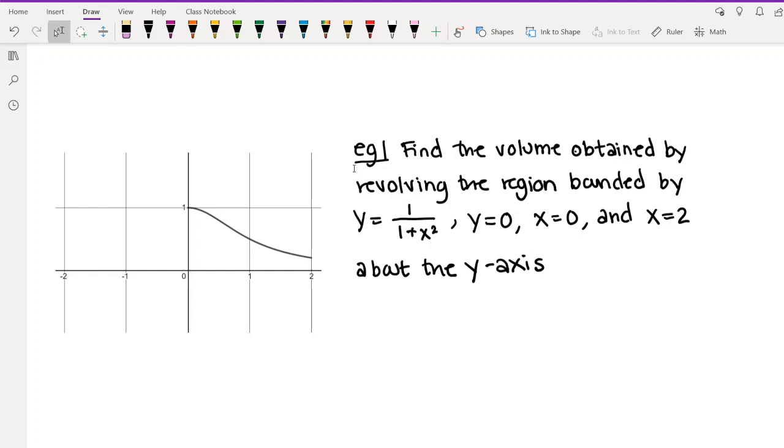Okay, so this is one that we did, I think maybe two videos ago. If we're taking this shape and revolving it around the y-axis, we're going to end up with a shape that looks like this.